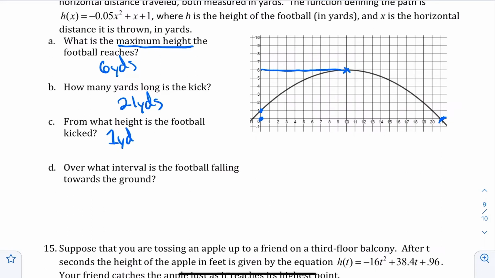Then it says, over what interval is the football falling towards the ground? Well, it reaches its maximum height, and then it falls down. So I'm falling from 10 yards away all the way to 21. So my interval of decrease is just from 10 to 21. Pretend that I press one of those big red buttons that says, that was easy.